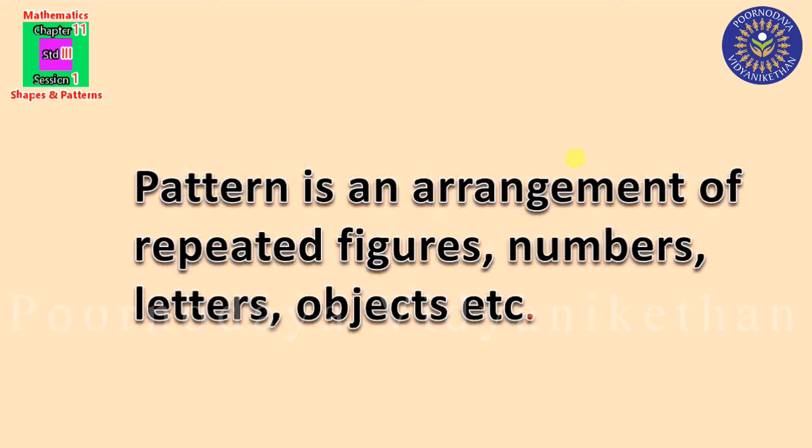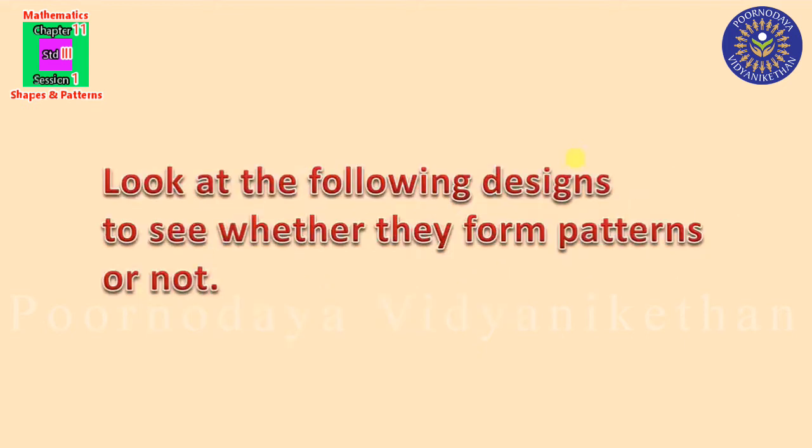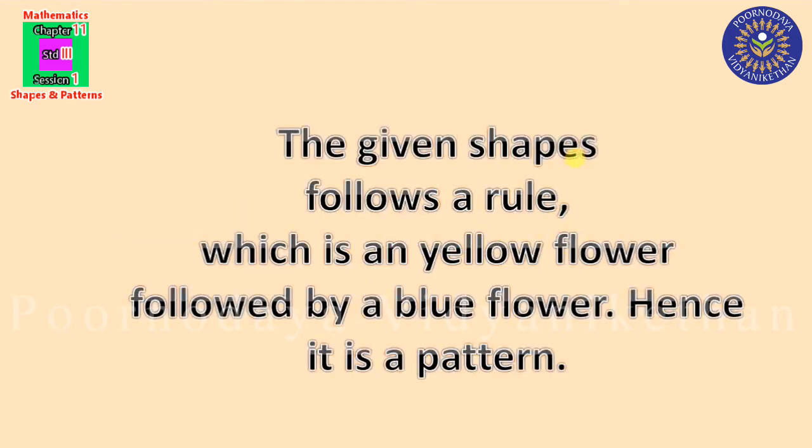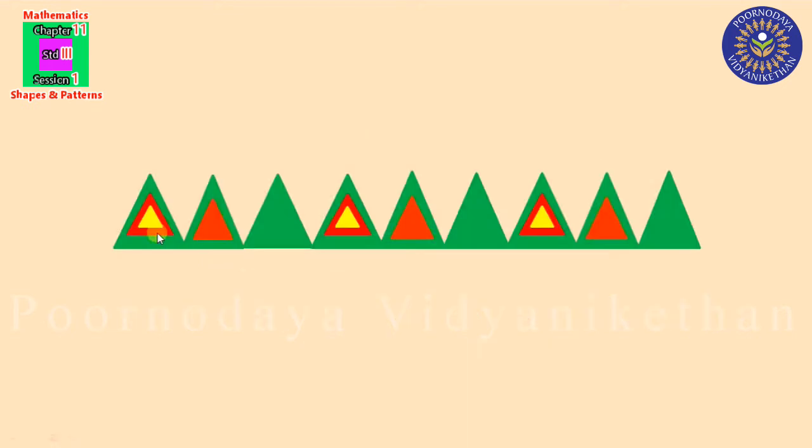Okay? Listen here. Look at the following designs to see whether they form patterns or not. The first one is this. Is it a pattern? Yes, because the blue flowers and the yellow flowers come alternately, isn't it? See here, the given shapes follow a rule, which is a yellow flower followed by a blue flower. Hence, it's a pattern.